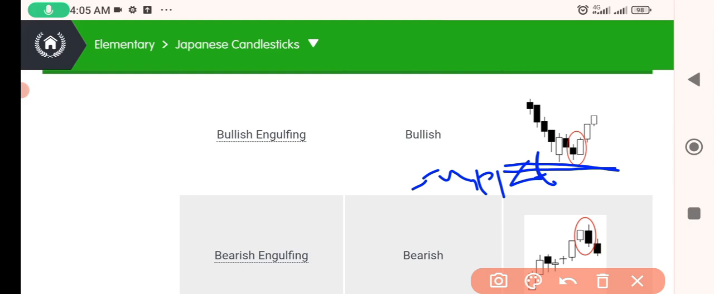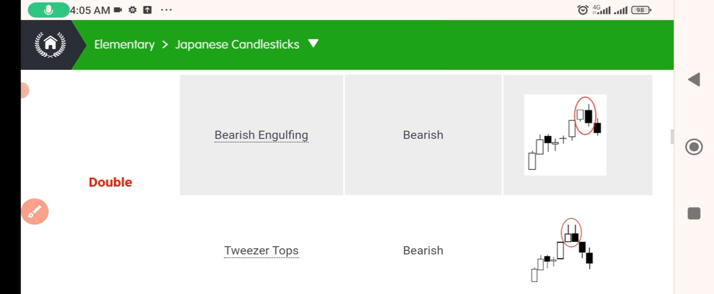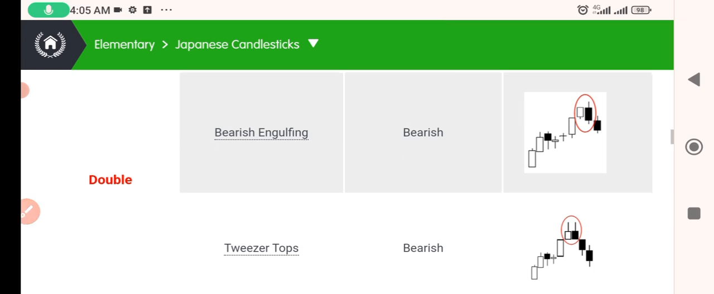engulfing the previous candle, which means it covers the body of the previous candle completely, and then you will make your entry. Remember, there is a rejection. From there afterwards, you make your entry, your stop loss is below, and you are good to go. And after that, we also have a bearish engulfing candle, which is the opposite, and this should be found around a resistance or a bearish order block.